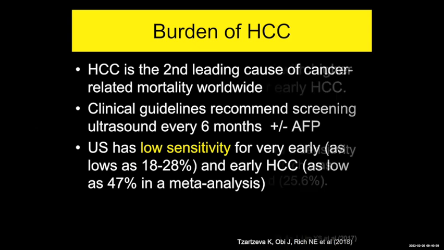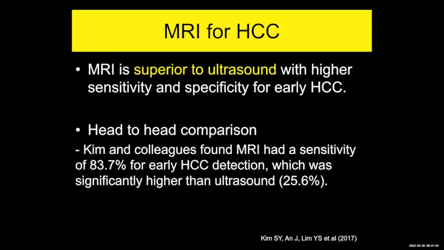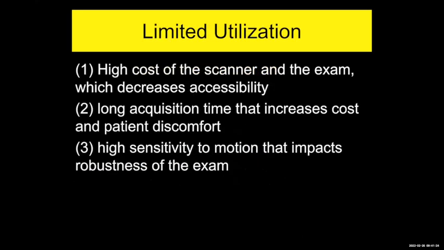We know that MRI is superior to ultrasound, with higher sensitivity and specificity for detecting liver cancer. In head-to-head comparison, studies have shown that MRI sensitivity in this study was about 83% compared to that of ultrasound, which was about 25%. Despite this added value of MRI in detecting HCC, we continue to survey these patients with ultrasound. And the reason is cost and accessibility.